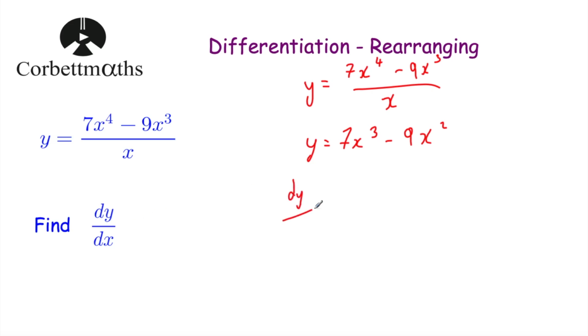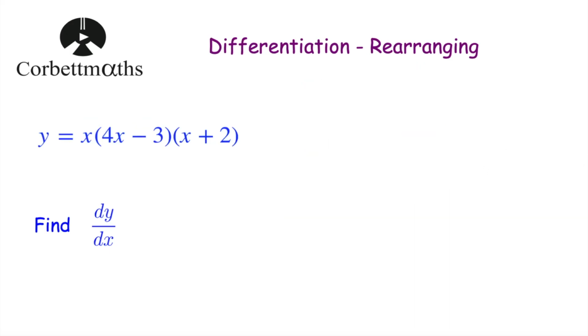So dy by dx would be equal to, we'll bring the power down and reduce the power by 1. So 7 times 3 is 21, so 21x, and then reduce the power by 1, so that'll be squared. And then now we've got minus 9x squared, so we're going to bring the power down, so minus 9 times 2 is minus 18, and then x, and then we're going to reduce the power by 1, it was 2, then it'll go down to 1, so we'll just write it like that, and that's it. We'll find what dy by dx is, 21x squared minus 18x. Okay, let's have a look at our next question.